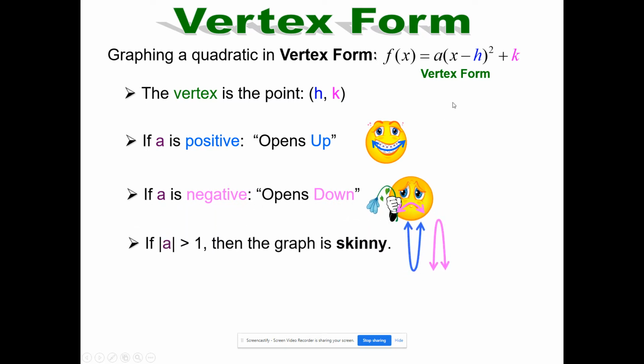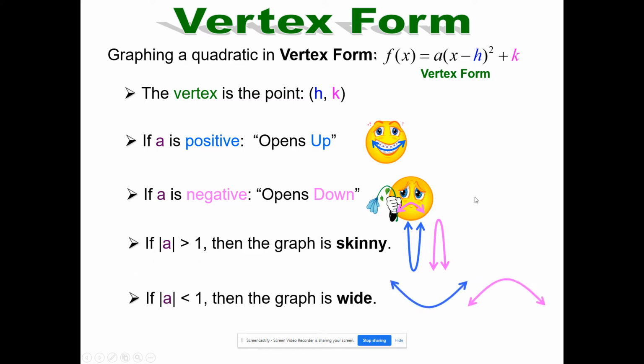And then A itself, if it's a number bigger than 1, the bigger it is, the skinnier it is. But we use the absolute value of A because it doesn't matter if it's positive or negative. Like -5 and 5 have the same shape. It's just one's opening up while the other one's opening down. So they will have the same shape. The only thing is the negative reflects it over the x-axis. So that's why it would open down.